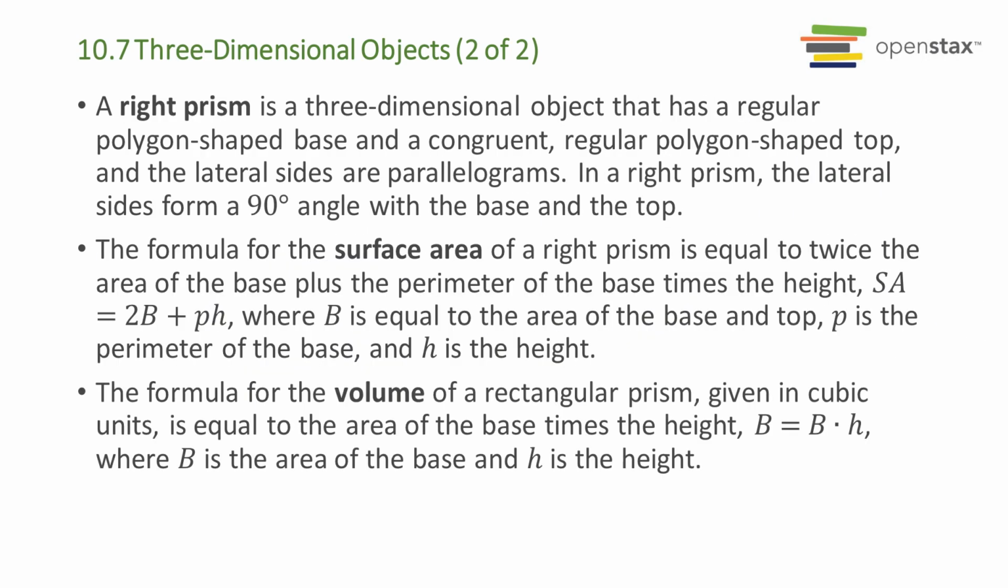All right, so we've got some more vocabulary terms here. A right prism is a three-dimensional object that has a regular polygon-shaped base and a congruent regular polygon-shaped top, and the lateral sides are parallelograms. In a right prism, the lateral sides form a 90 degree angle with the base.